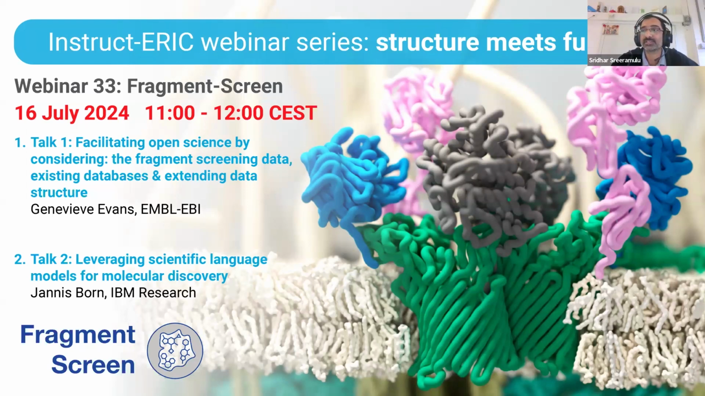The second talk would be on language models, which means the use of artificial intelligence. This would be by Jannis, who is working for IBM Research in Zurich, in Switzerland. He trained during his PhD in language models for molecular design, and his main interest is developing AI for science. So I now leave the stage for Genevieve to get going with her presentation.